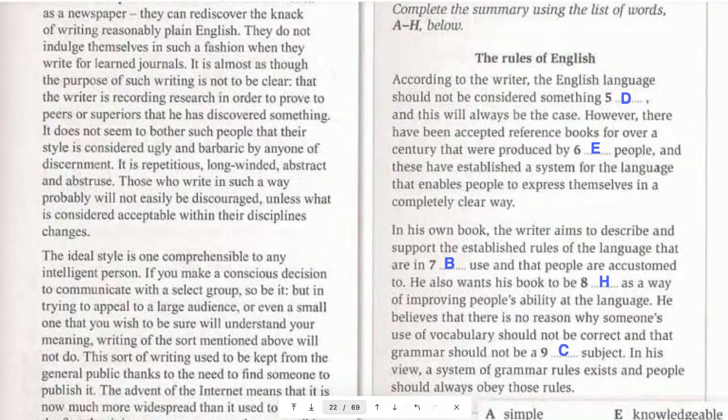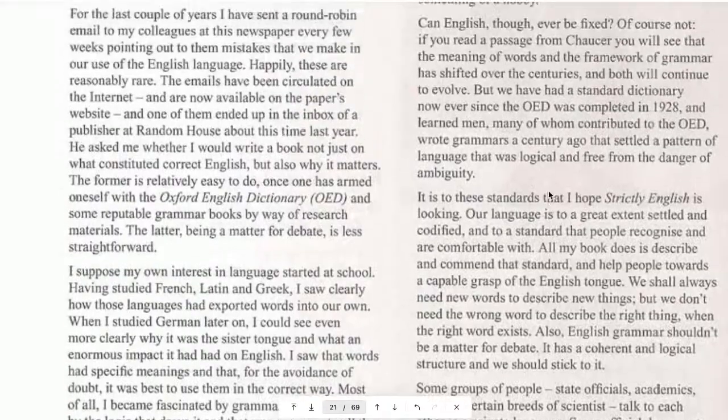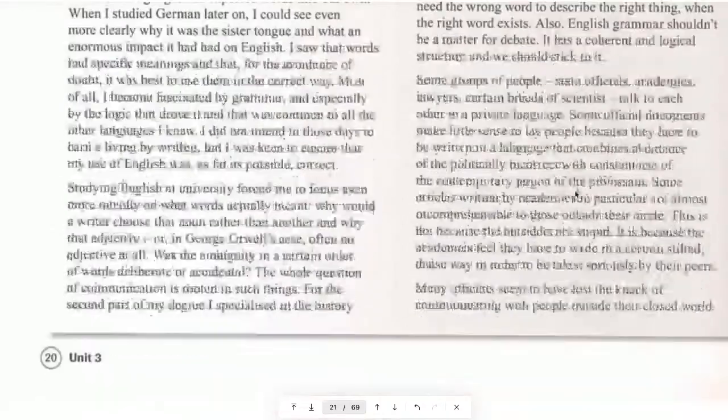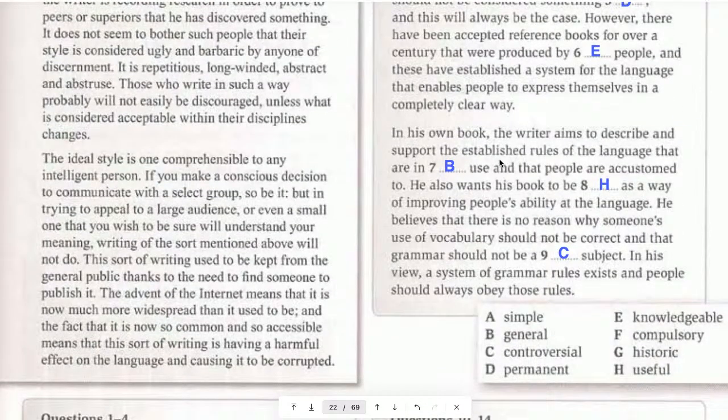So here they say, and these have established a system for the language that enables people to express themselves in a completely clear way. So here they say that they settled a pattern of language that was logical and free from the danger of ambiguity. Okay, free from the danger of ambiguity. That means that make everything very clear. All right, just the same as this: express themselves in a completely clear way. All right, the next one.